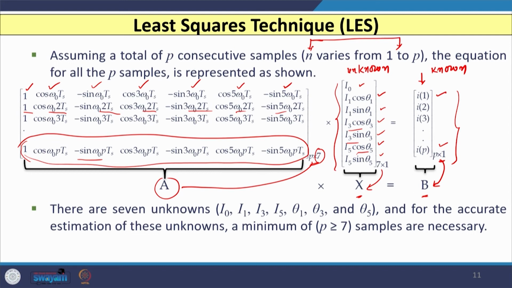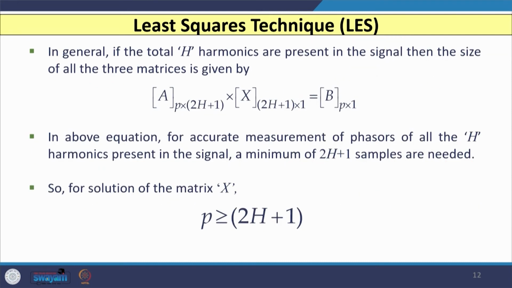So, for any equations, if we want to estimate the unknowns, then the thumb rule is that we need a minimum number of samples equal to the number of unknown values. So, here unknown values are 7, so we need at least 7 samples. So, here these samples vary from I 1 up to 7 values. So, 7 samples I 1 to I 7 we require, or maybe we have more samples, that is also okay, but a minimum of 7 samples are needed.